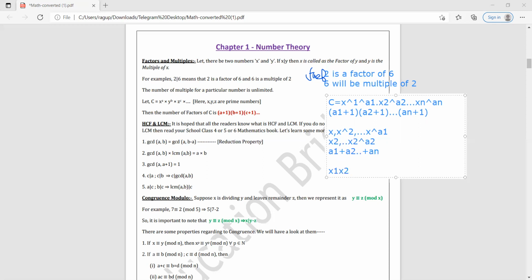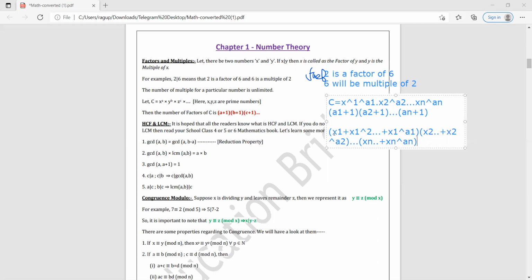Now x1 x2, and so this is the basic idea. So what we are doing is basically this: 1 plus x1 plus x1 square, dot dot, x1 raised to a1, into similarly 1 plus x2 and so on up to x2 raised to a2, and so on till xn raised to an.